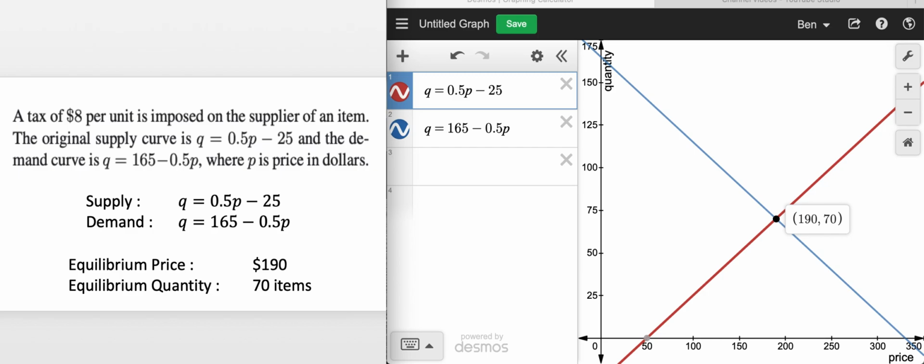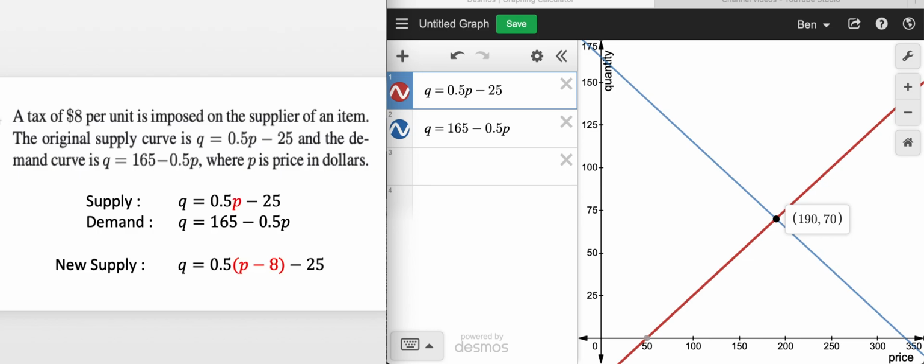So now, let's consider the tax. Since there's an $8 tax on the producer, on the supplier, we're going to change the supply function. And so remember, we're going to replace the P in the supply function with P minus the tax. If it had been on the consumer, it would have been P plus the tax. So we're going to have a new supply function. The demand function will stay the same.